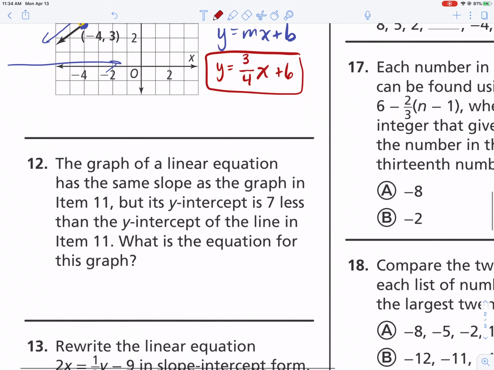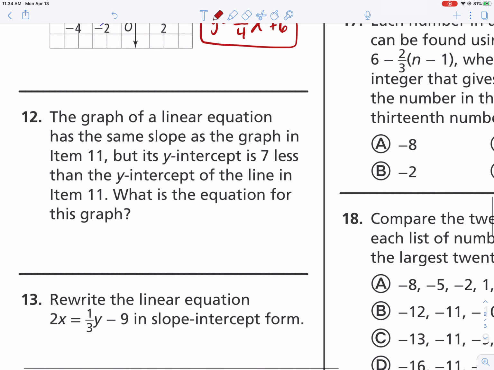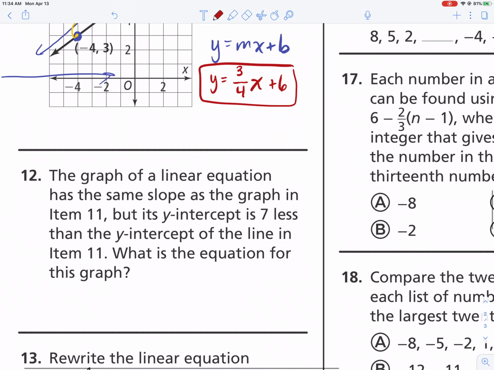Okay, moving on to number 12. It says the graph of a linear equation has the same slope as the graph in item 11, so using our equation from number 11, but the y-intercept is 7 less than the y-intercept from number 11. So what is the equation of the graph? So it doesn't say anything about the slopes changing, says the same.